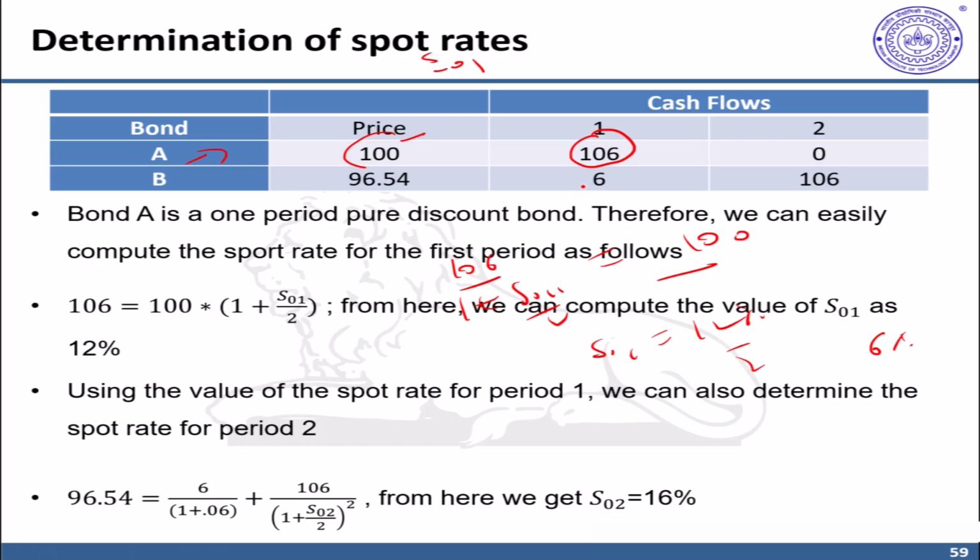Had it been the case that a strip was available, then our job would have been much easier. We could have simply applied that strip on the cash flow C and divided by 1 plus S02 divided by 2, raised to the power 2. This would have been the price. But that is not available.